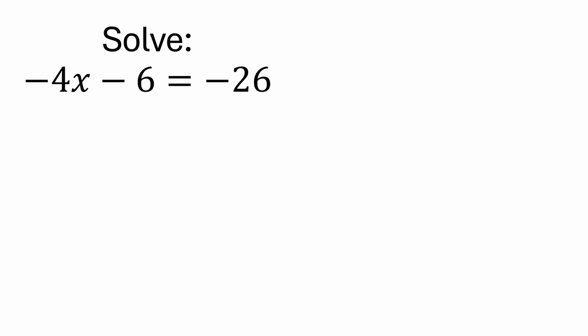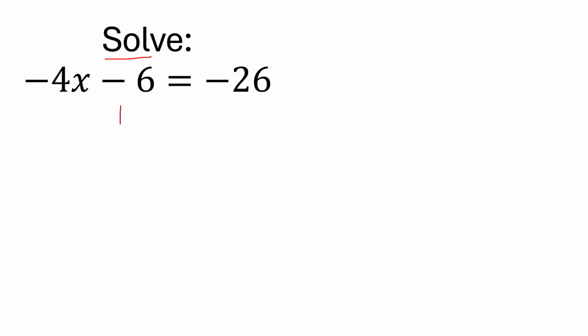Okay, folks, in this exam style question, we're asked to solve minus 4x minus 6 is equal to minus 26. Now, there's a couple of different ways of doing this. I can think of actually three ways, but some of them are quite similar. So one way is to rearrange it to make x the subject.